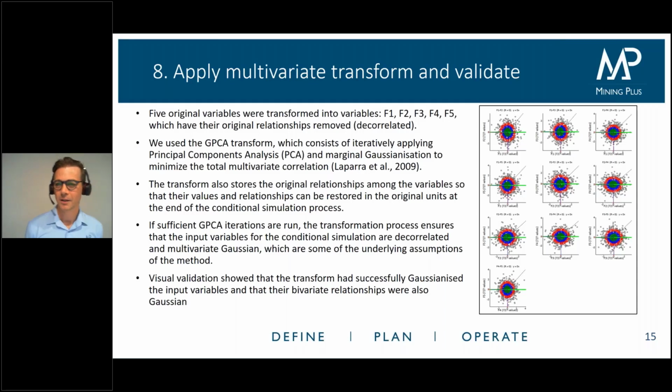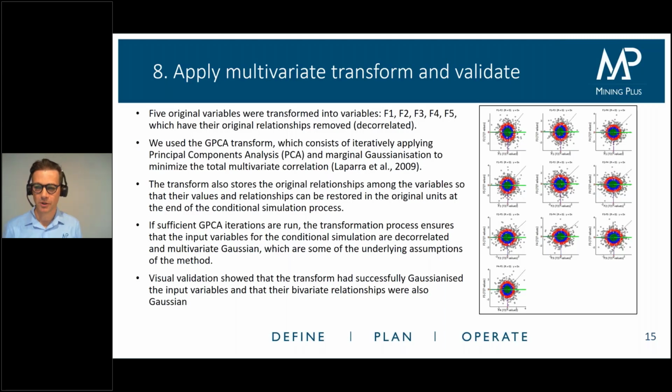But anyway, the GPCA consists of iteratively applying principal components analysis and marginal Gaussianization to minimize the total multivariate correlation. So you can visualize that as making a meatball. You pull off a randomly shaped piece of meat and then you squash it and you rotate it and squash it again and rotate it and squash it again and again until you have something that's spherical. And that's basically what the transform is doing, but to the 5 variables at the same time.